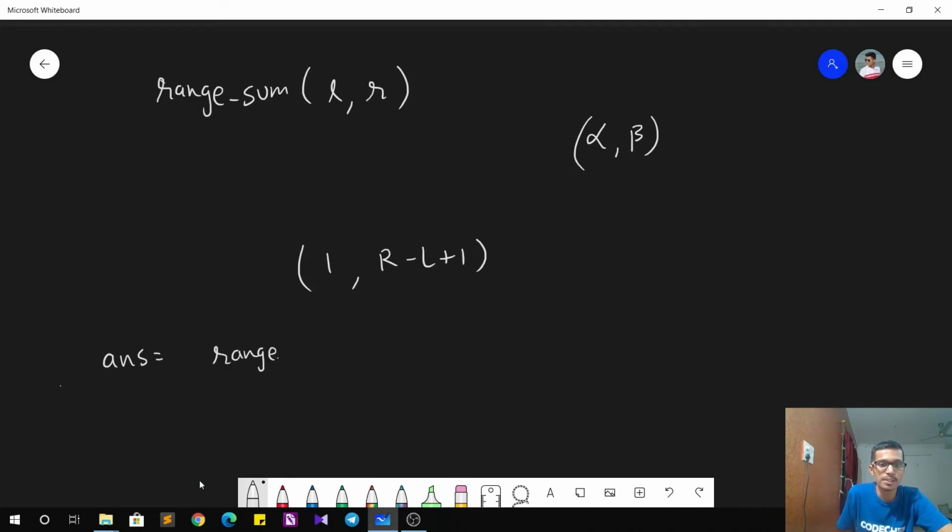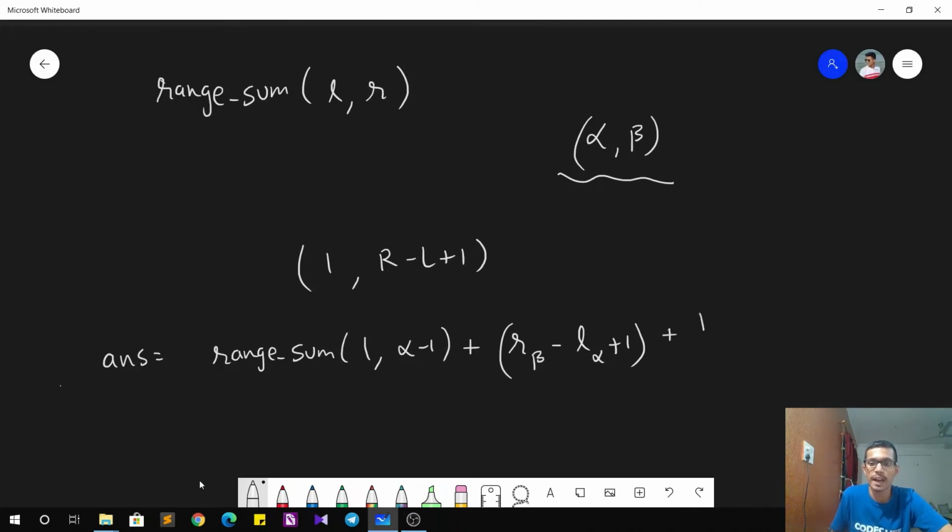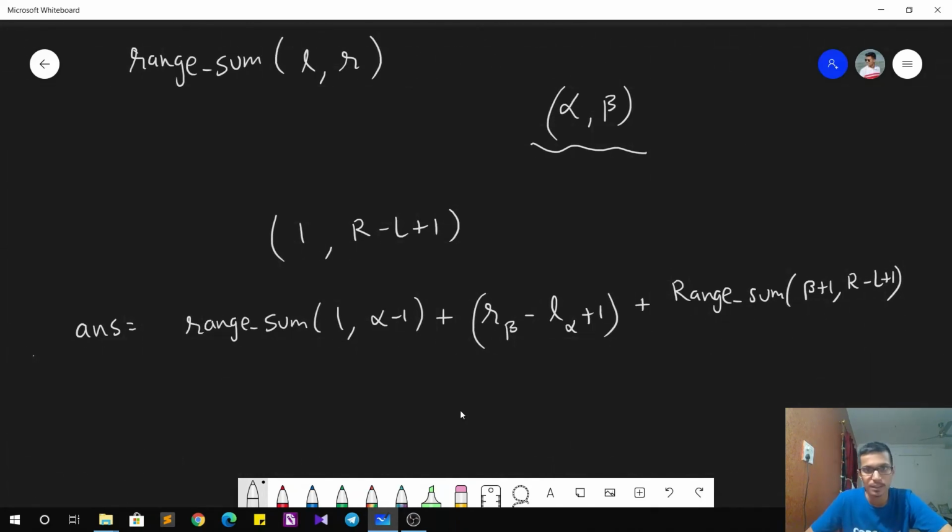First, we will find range sum from 1 to alpha minus 1. Then we will add R beta minus L alpha plus 1 to our answer, which is the contribution of these ranges. And then we will finally add range sum from beta plus 1 to R minus L plus 1. Okay, so that completes our final answer. The important point in the solution was to come up with the condition for overlapping of ranges and then to simplify the formula of summation of elements in ranges by solving it mathematically.